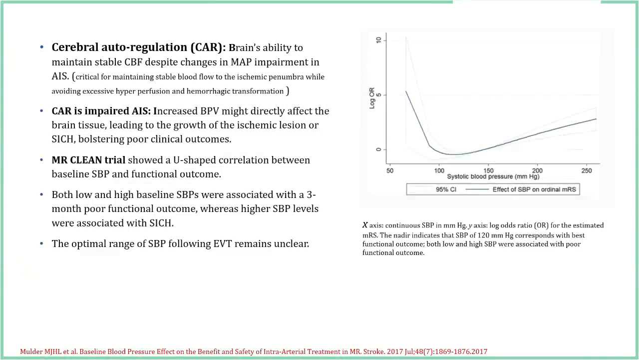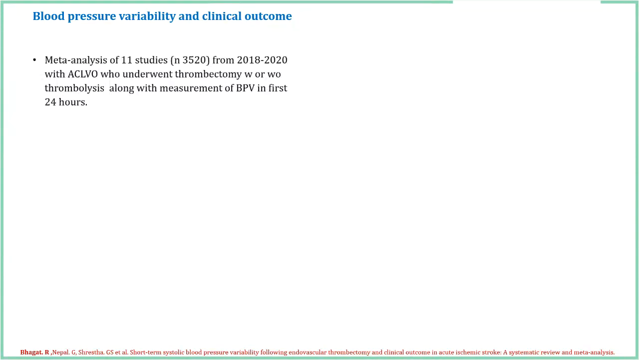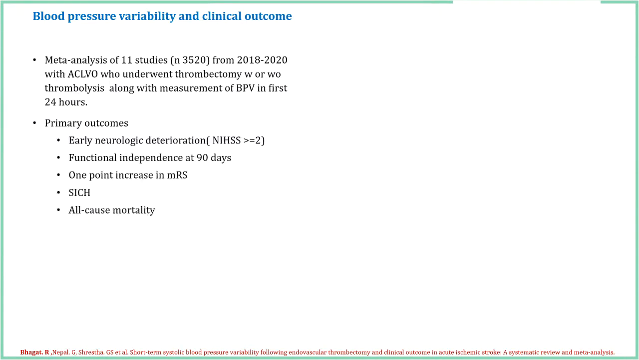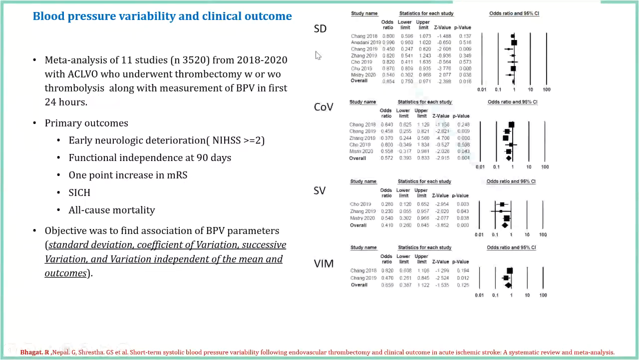The better way to manage the blood pressure, rather than targeting the mean arterial pressure, is to talk more about the blood pressure variability. We did a meta-analysis on the blood pressure variability and the clinical outcome. It was a meta-analysis of 11 studies from 2018 to 2020, utilizing the primary outcome measure, majorly functional independence at 90 days, using the parameters that define blood pressure variability, like standard deviation, coefficient of variation, successive variation, and variation independent of the mean, and outcomes.